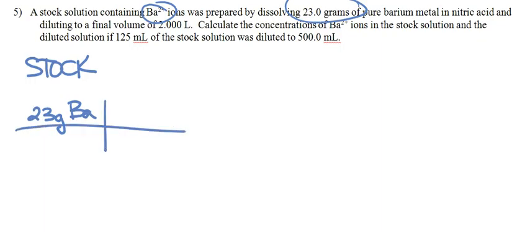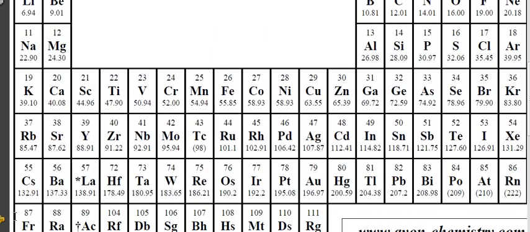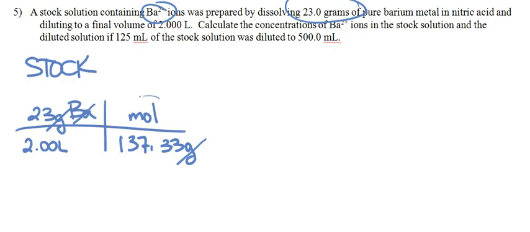Okay, let's find out what the molar mass of barium is. Barium's down here, right there, 137.33, and that's grams per mole. So that gives me my number of moles. Now, if I want to, I could include the volume in here so that I go straight to molarity. So my grams would cancel out, and I'd be left with moles per liter.